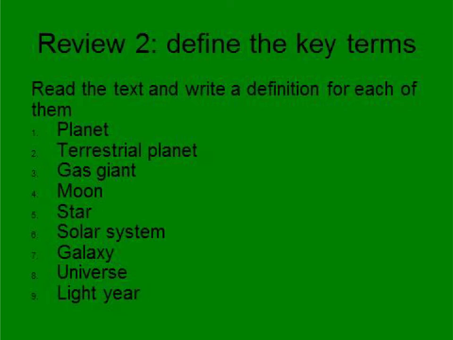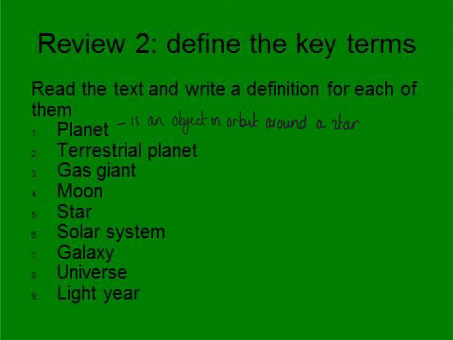So from this, we are going to answer the next question. It says, what's the definition of a planet, a terrestrial planet, gas giant, moon, star, solar system, galaxy, universe and light year? I want you to press pause now on the video and use the information to get the definitions. Okay, so let's look. A planet is an object in orbit around a star, and we say star because the Sun is a star.